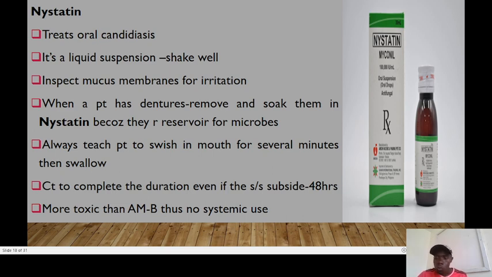Okay, then swallow. So when a patient is using nystatin, you have to see it through to completion, even if the signs and symptoms subside. At least you have to use it until 48 hours post subsidence of these signs and symptoms. Okay. It's more toxic than amphotericin B, so thus we know we don't have systemic use. We just use it for topical and other superficial use.